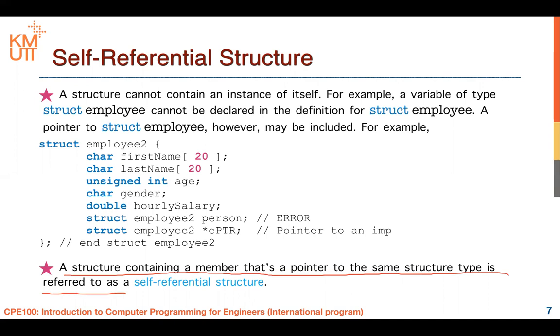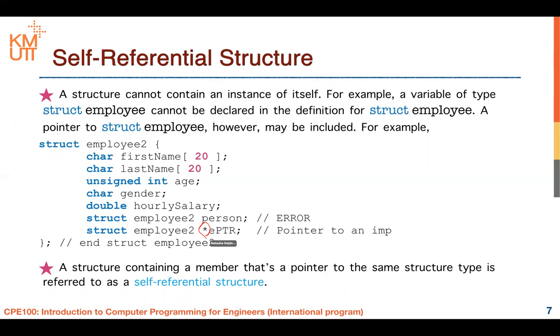Sorry, we cannot define this. We define structure employee two, right? And we cannot define employee two directly inside employee two. In C programming, you cannot define an object inside the object. Instead, you have to define it as a pointer. You can use structure employee two, but you have to use this one.